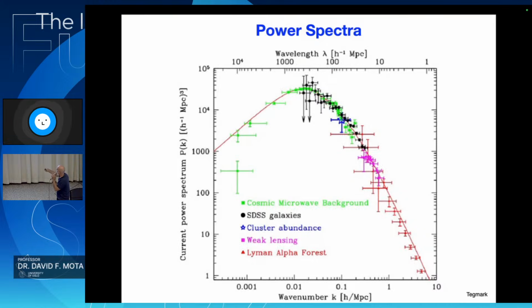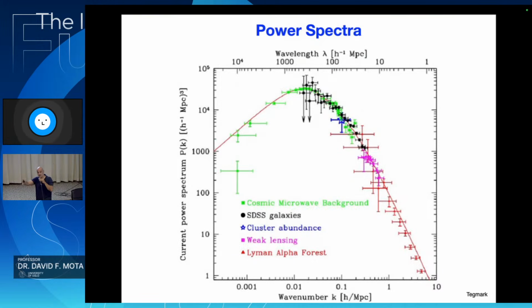Now this is not a distance. Now this is the inverse. So this is the wave number, k. So this is very small scales, and this is very large scales. And all these data points come from the CMB, from cluster abundances, lensing, Lyman alpha forest.